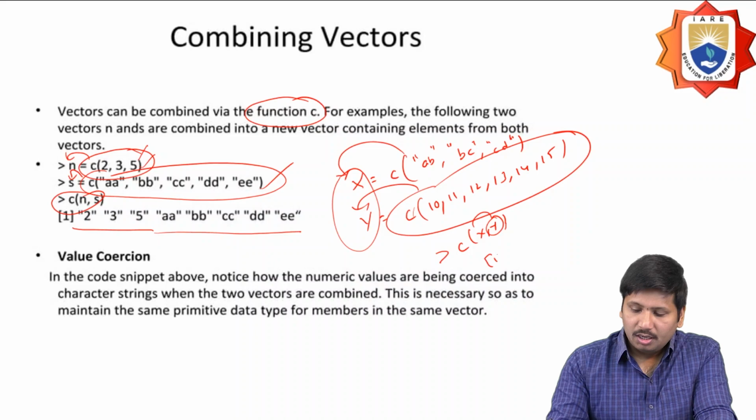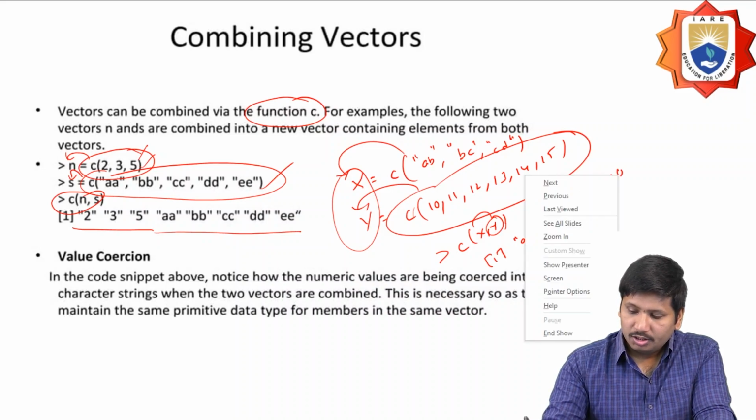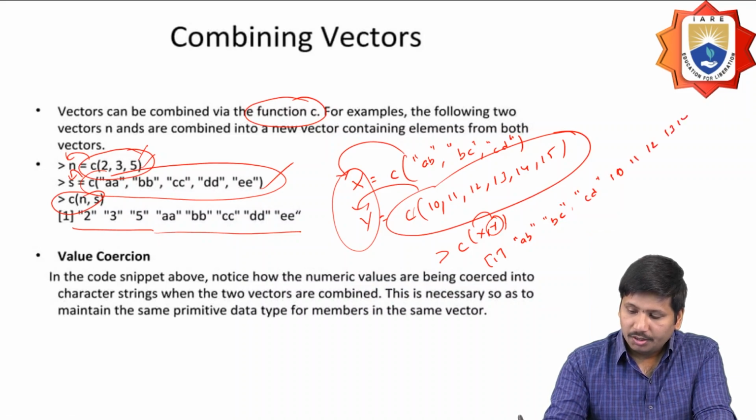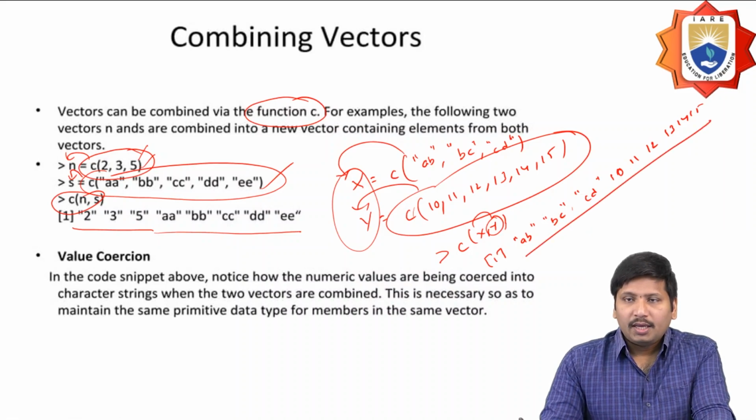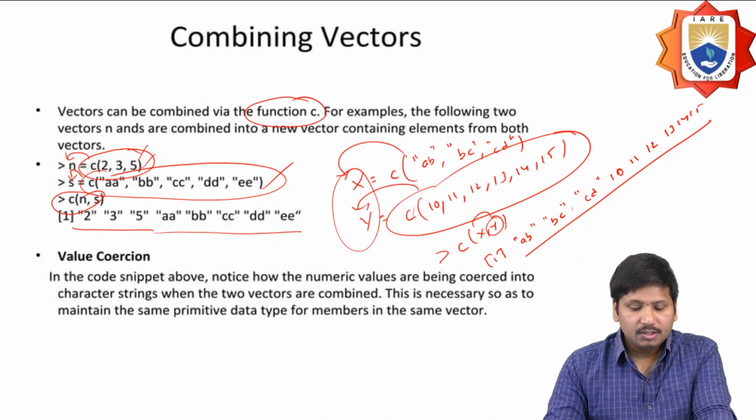Then automatically the output is a, b, c, d as the string vector, and the rest is the numeric vector 10, 11, 12, 13, 14, and then 15. Okay, so like this I can combine two vectors by making use of the c function.